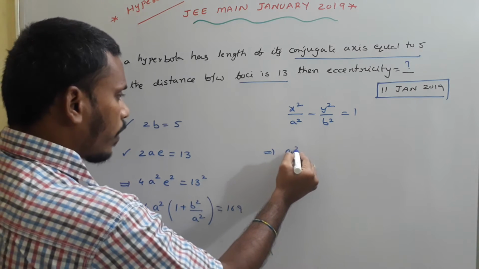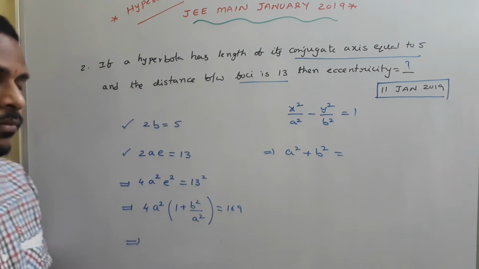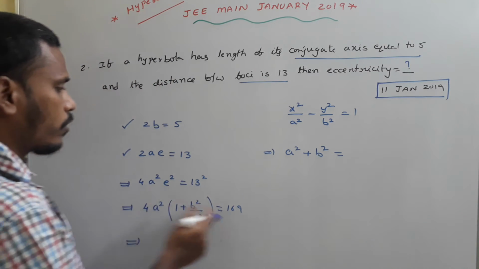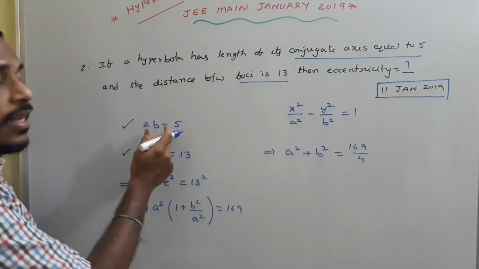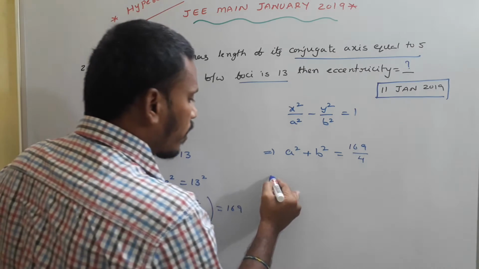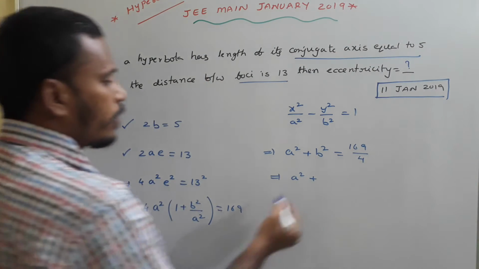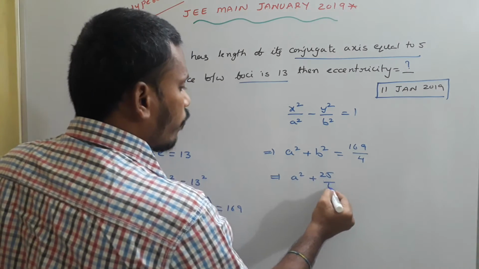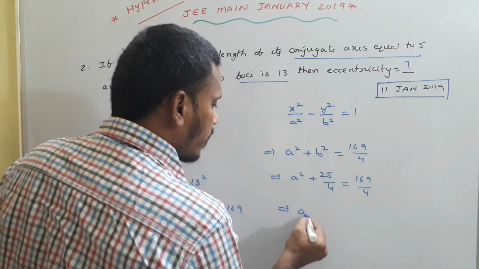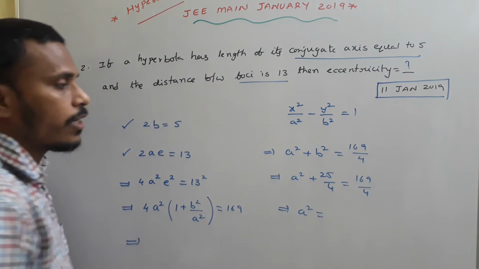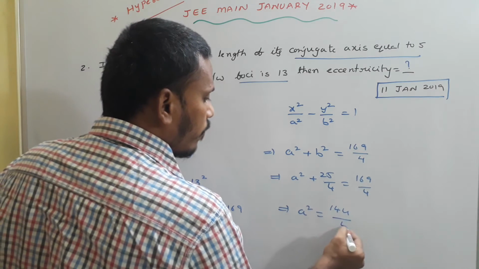a² plus b² is equal to 169 by 4, and what is b? b is 5 by 2, replace here, so that implies a² plus b², which means 25 by 4, is equal to 169 by 4, and that implies a² is equal to 169 minus 25, so that is 144 by 4.